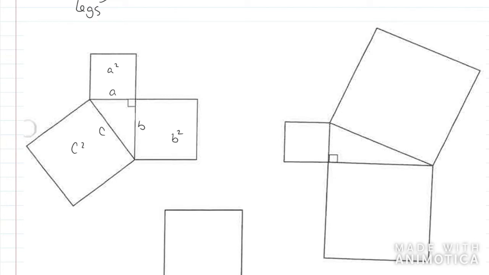Let's put some numbers to these. Let's say A is equal to 3, C is equal to 5, and B is equal to 4. What are their areas? C squared is 5 times 5, which is 25. B squared is 4 times 4, which is 16. And A squared is 3 times 3, which equals 9. Huh, I wonder if we can do anything with those. Well, we'll talk about that later.